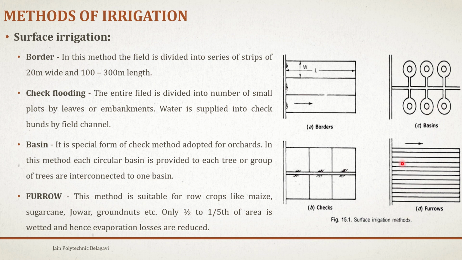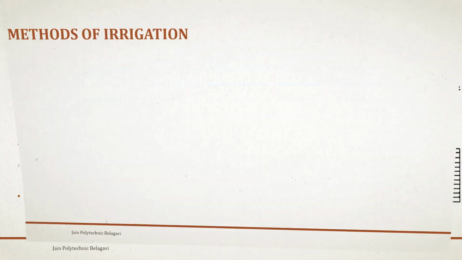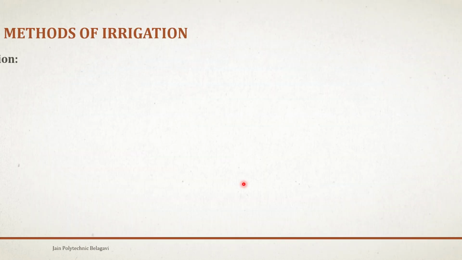And this will be the furrow. We will be making it in a similar way to borders, but here many borders will be there, that we call check borders, and using one side, only the main channel, we will be releasing the water. Next, we will go to the subsurface irrigation.